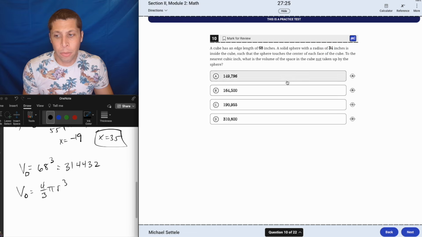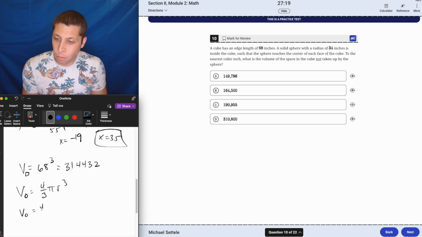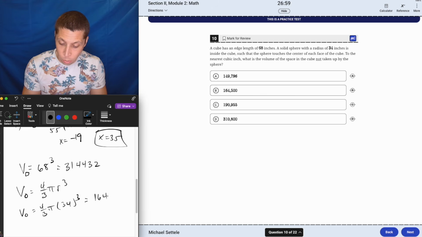And what are we doing? We are getting a radius of 34. So 4/3 pi times 34 cubed, 34 to the third. 39304 times pi times 4 divided by 3 is 164636.